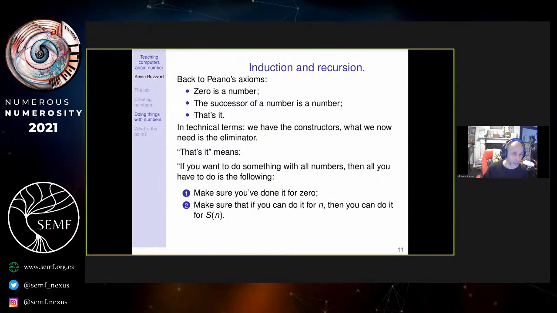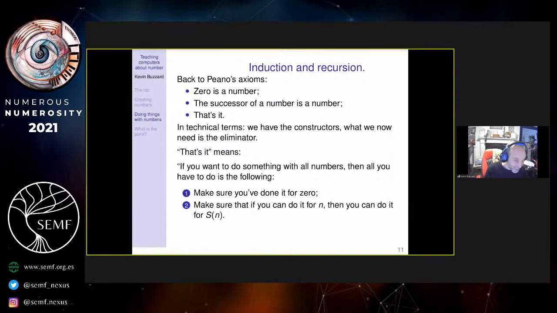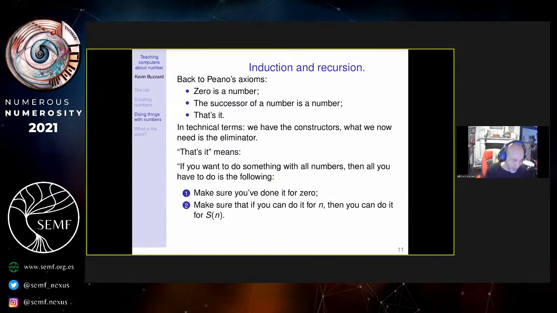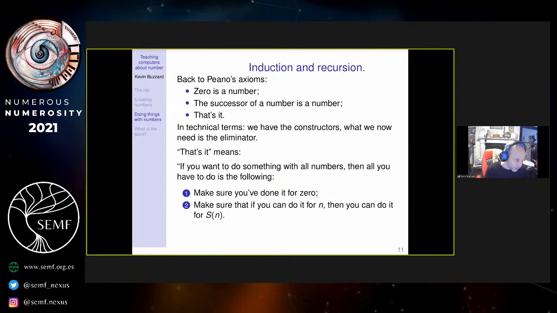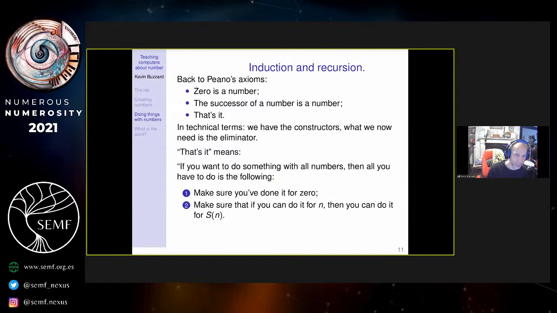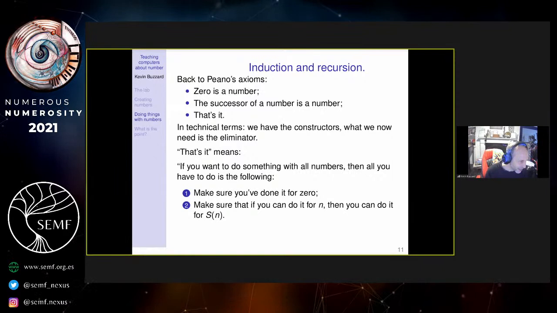But the point of that's it is that this is enough. If we want to do something with all numbers, all we have to do is make sure we've done it for zero, and make sure that if we know how to do it for n, then we know how to do it for the number after n. If we've got those two ingredients corresponding to the two ways we can make numbers, that's all we need to do. Those are the only ways we can make numbers. So if we can do it for zero, and if we've done it for n we can do it for the number after n, then we have a guarantee that we've done our thing for all numbers.